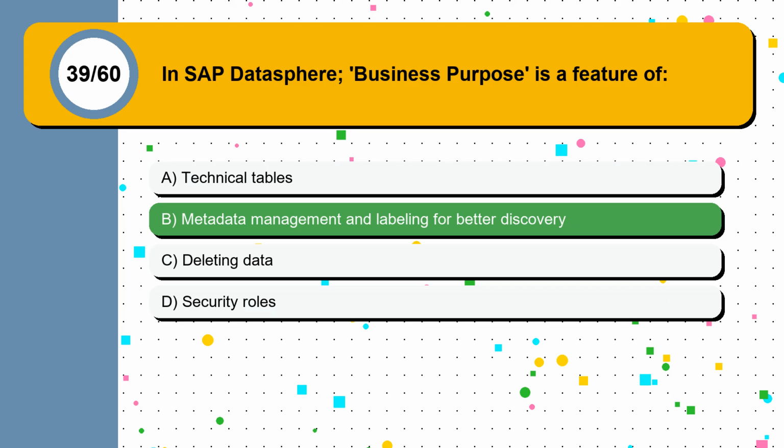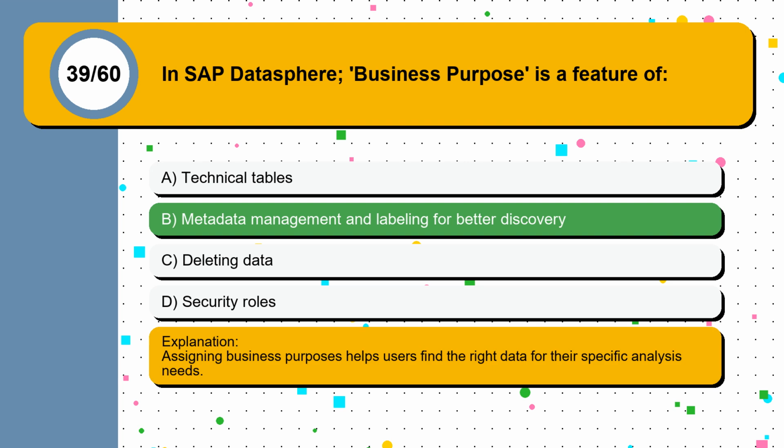The correct answer is option B, metadata management and labeling for better discovery. Assigning business purposes helps users find the right data for their specific analysis needs.